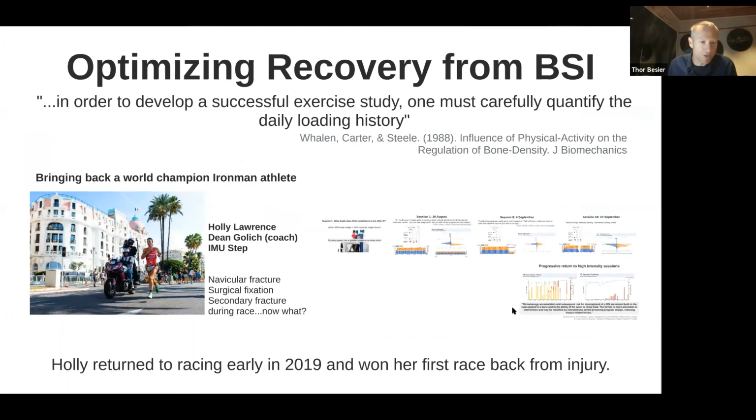Just noting also that Holly returned to racing early in 2019, several months after Dean first started working with her. And the good news was that she won her first race back from injury. And thus far, as I know, she's still running injury-free.